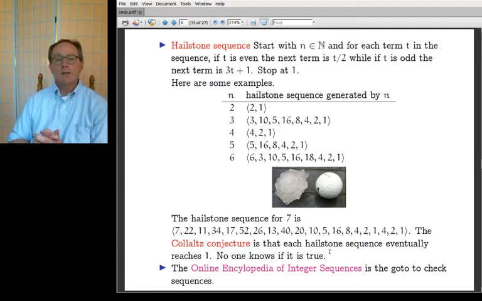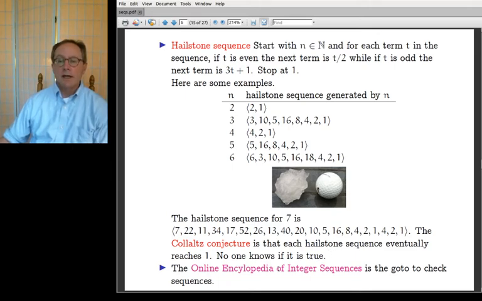Sequences, very interesting topic. The Online Encyclopedia of Integer Sequences is the place. If you go to the slide, you'll see that that's a link. OEIS.org, Online Encyclopedia of Integer Sequences. A go-to check for sequences. So if you have some sequence that you're working with and you wonder if anything is known about that sequence, you go there and it gives you all the information known about that sequence.